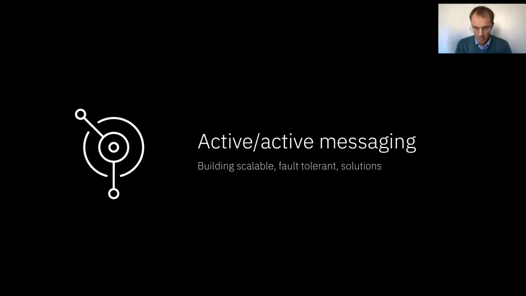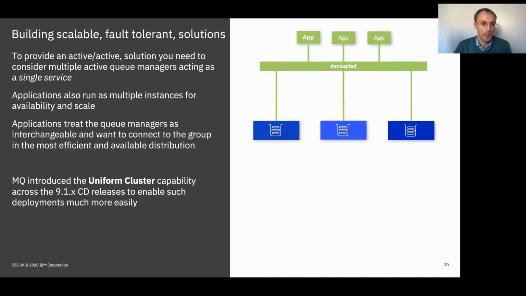Okay, so having looked at some of the resiliency enhancements, let's now look at how we can build solutions that are active-active rather than active-passive as well. By active-active, we mean that applications can connect to one of a number of queue managers to support the business function they're trying to achieve.